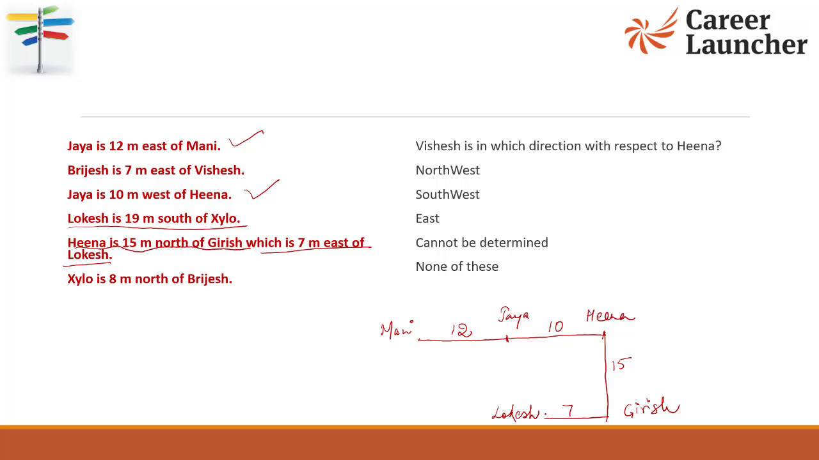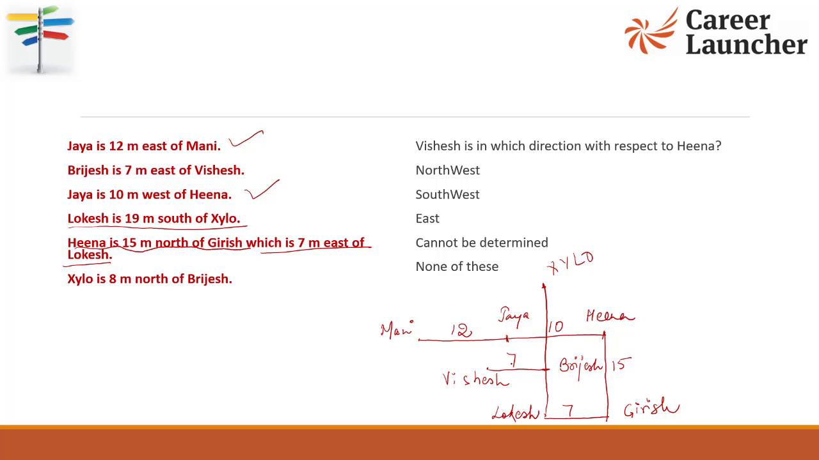So Xylo would be like this. This entire distance would be 19. Xylo is 8 meters north of Brajesh, so Brajesh should come somewhere here. And finally, Brajesh is 7 meters east of Vishesh. Here we can see Vishesh.